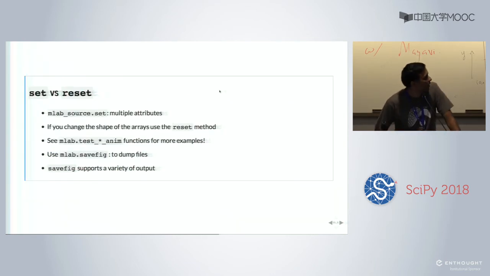All right, so just a recap. So mlab source.set will do multiple attributes for you. If you change this shape, use reset. So if you're looking for a bunch of examples to do the animation, if you look at mlab.test_anim, there's an anim at the end. That's usually an animation example. Is that okay? And it gives you a bunch of these examples that you can tinker with if you're looking for inspiration.